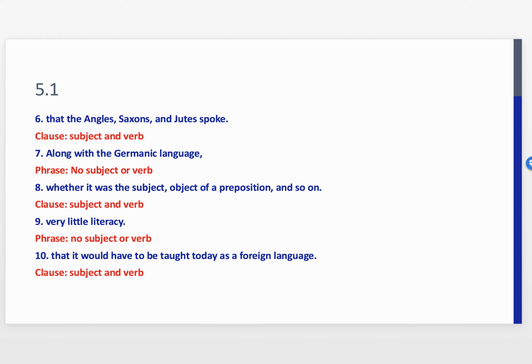10, that it would have to be taught today as a foreign language. We have a subject, it, and we have a verb, would have to be. So notice with the clause, it would have to be taught today as a foreign language. That could stand alone as a sentence, but because it adds the word that, it becomes a dependent clause.